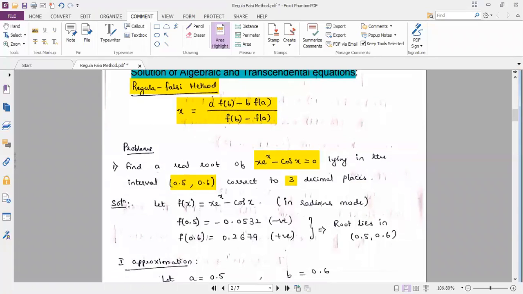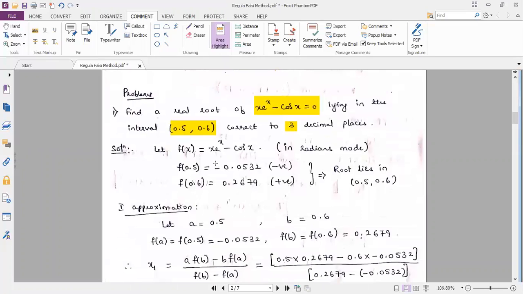So we'll first denote the function f of x by x e power x minus cos x. We need to keep the calculator in the radians mode. Cos x, sin x, tan x are the trigonometric terms. Whenever f of x involves expressions which are in the form of trigonometric terms, the calculator should be kept in the radians mode. We'll find out the values, f of 0.5.